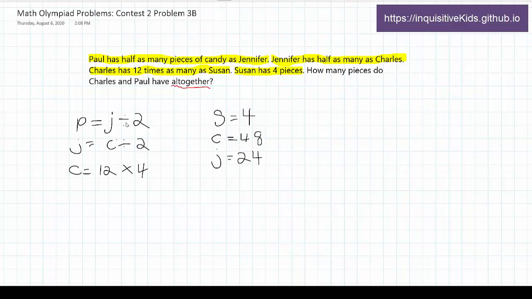P equals J divided by 2. J is equal to 24. 24 divided by 2 is 12. P equals 12.